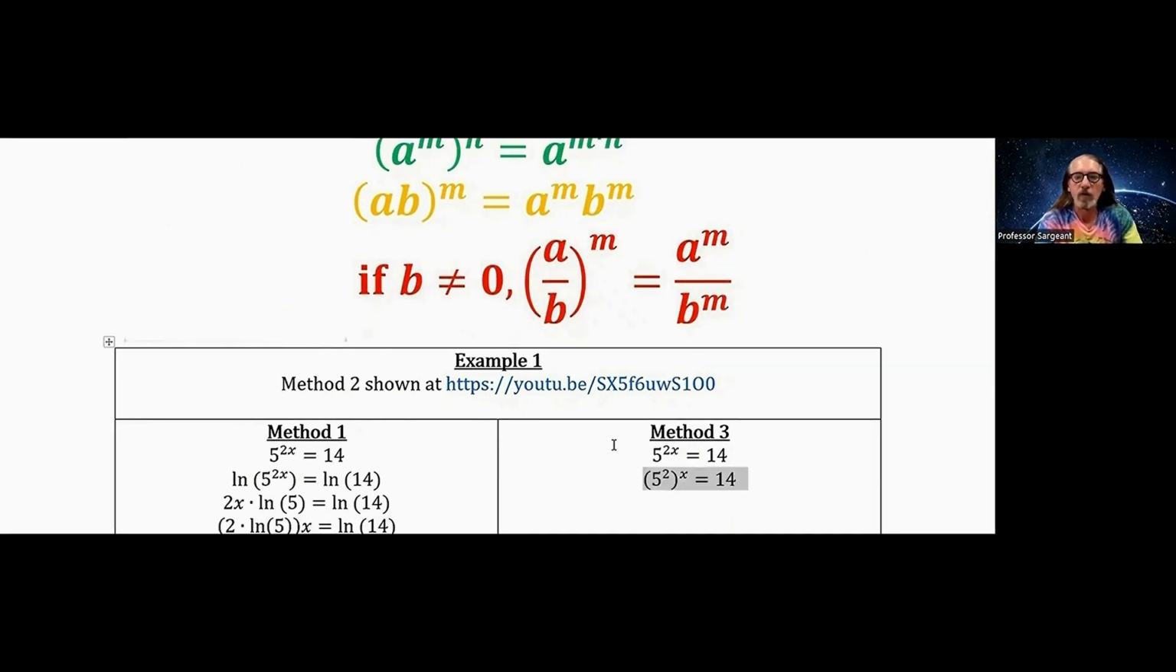5 squared is 25, so now we have a nice situation of just raising a base 25 to the power of x. And I'm going to take the logarithm in base 25, or put another way to make it go even quicker, apply the definition of logarithms. The answer to a logarithm is an exponent. The base was 25. So by a process of elimination, it must be that we're taking the log of 14 in base 25, and that equals x.